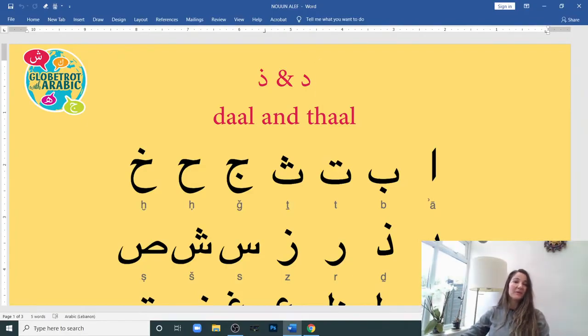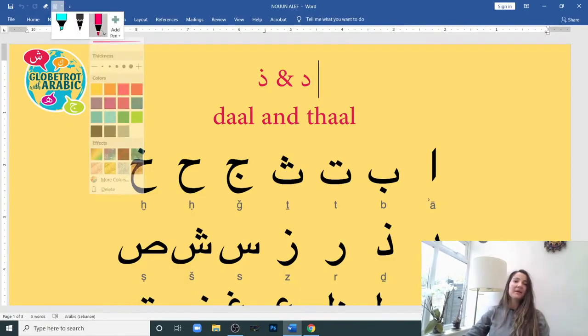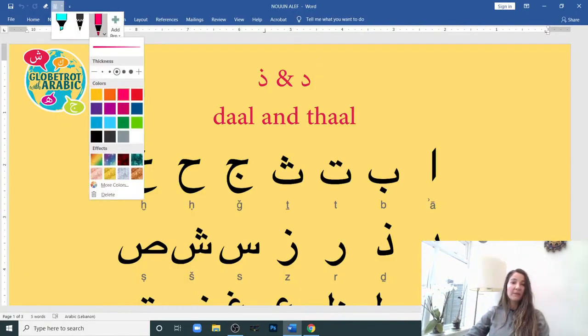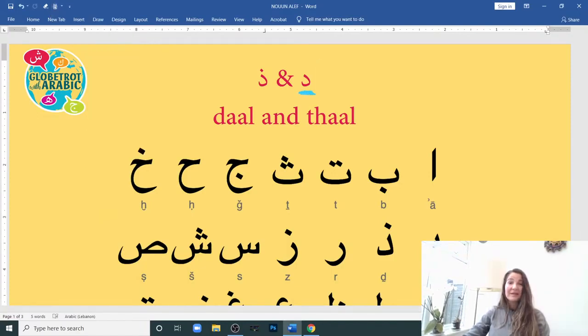So today we will do 2 letters. We will do the letter Dal and the letter Dhal. Okay. So this is the name of the letter. That's the letter Dal, and it's the equivalent to the letter D in English, Dal. And this is the letter Dhal, th. I can think of the words this, that, those in English, and that's how we pronounce it, th. It's not a d or a z, it's a th.